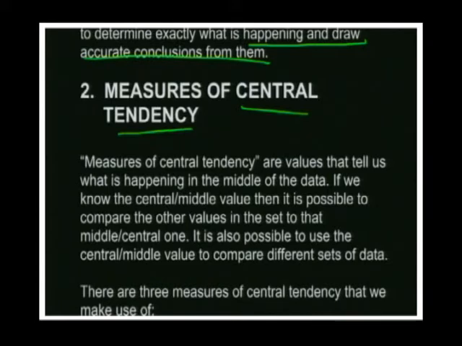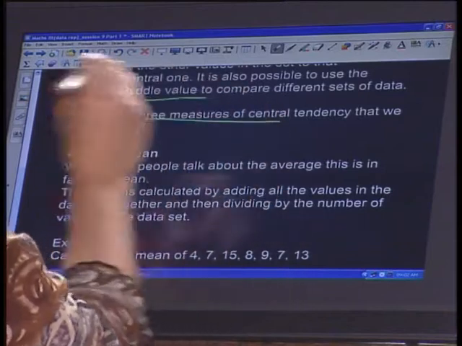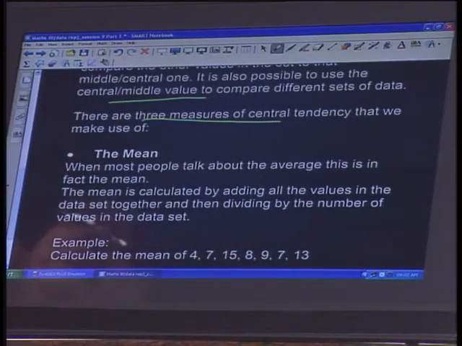The measures of central tendency are values that tell us what is happening in the middle of the data. If we know the central or the middle value, then it's possible to compare the other values in a set to that middle value. It is also possible to use the central or middle value to compare different sets of data. So once I've got that central middle value, I can compare two sets of data, or I can tell you what is happening with the data that I have collected. These are really important concepts. There are three different ways of measuring this central tendency.